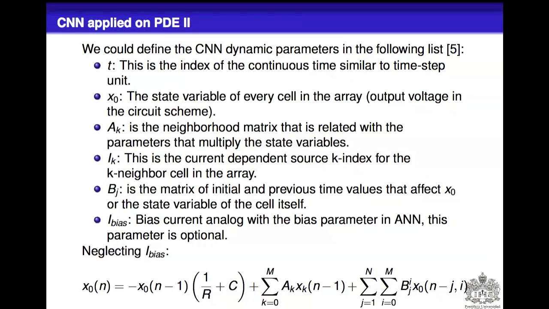The parameters are t, the time it's stepping, x0, the state variable, k, the neighborhood matrix, and the nomenclature of the dependent sources, Bj, the matrix that depends on the initial value, the previous values per each cell, and the e-bias, a DC component related to the ANN topic, but for us it's optional. If we neglect the e-bias or DC component, you arrive at equation 2. That is the generalized part of this approximation for every cell in the array.